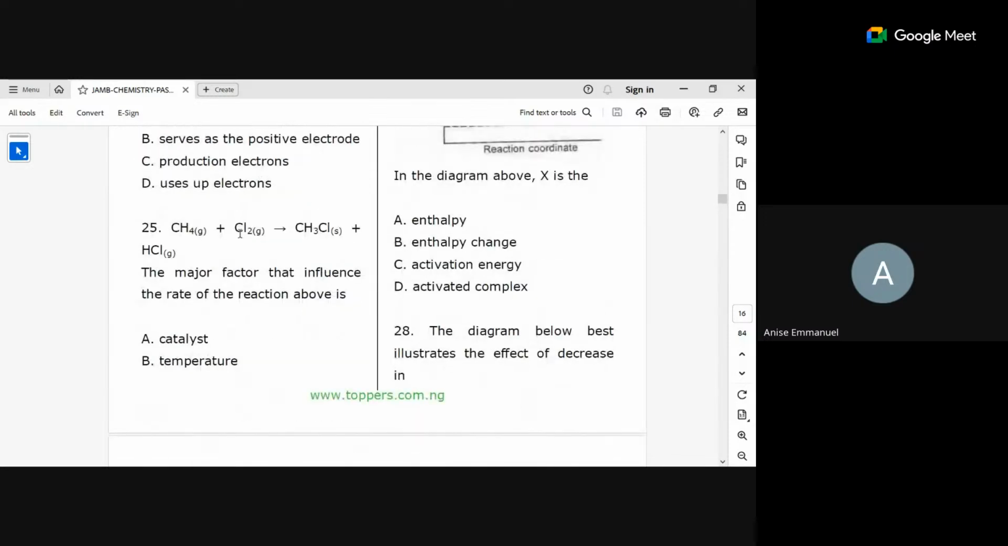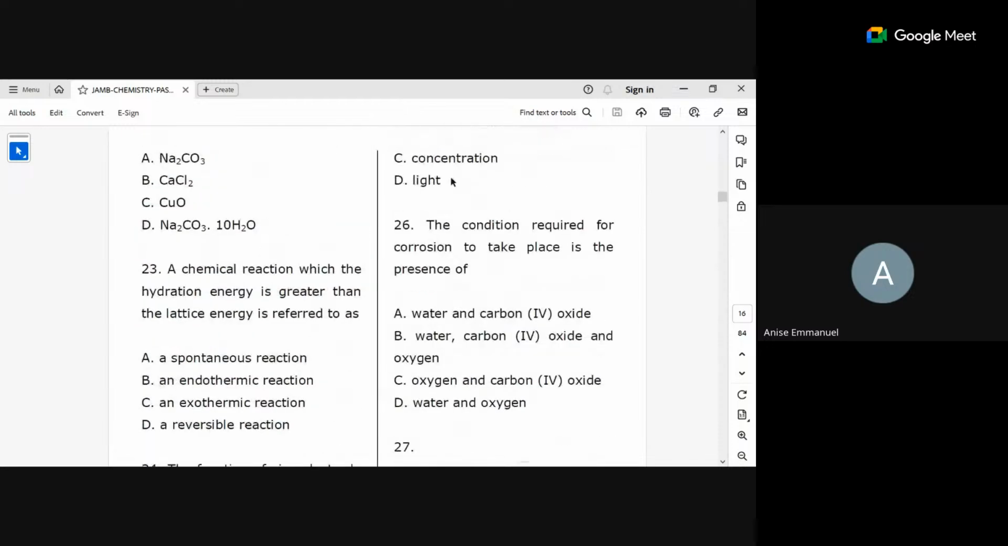This is chlorine gas. Oh, this is very simple when you go to organic chemistry. It's a substitution reaction of alkanes and chlorine, and you know it's going to occur in the presence of ultraviolet light. So the answer is what? Light. Light is the answer.